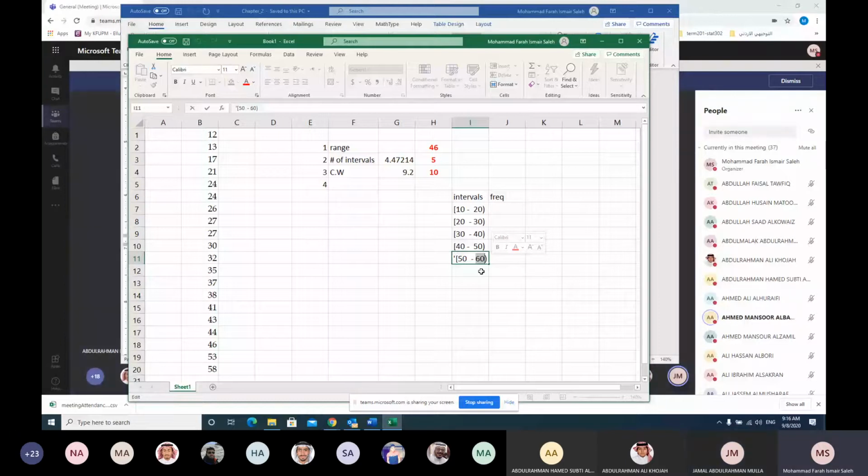If this equals the maximum, it's open. To cover it, we should add another class. Don't make it close. Clear up to now?